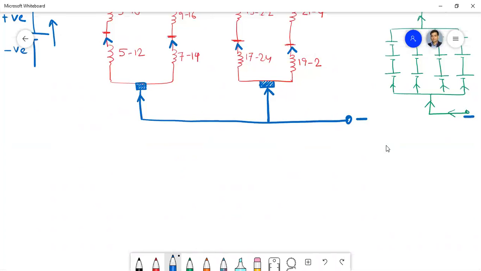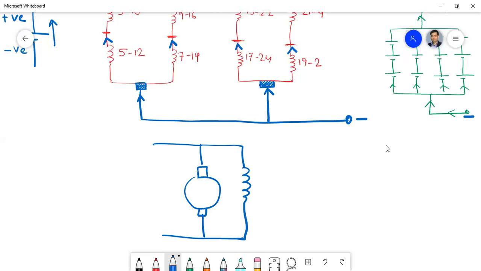So how do you denote a generator by symbols? Suppose it is a shunt generator, a shunt DC generator. Now this is your armature voltage EA, and this is your voltage VT. And how do you get the VT, that I have told you in the case of this generator.